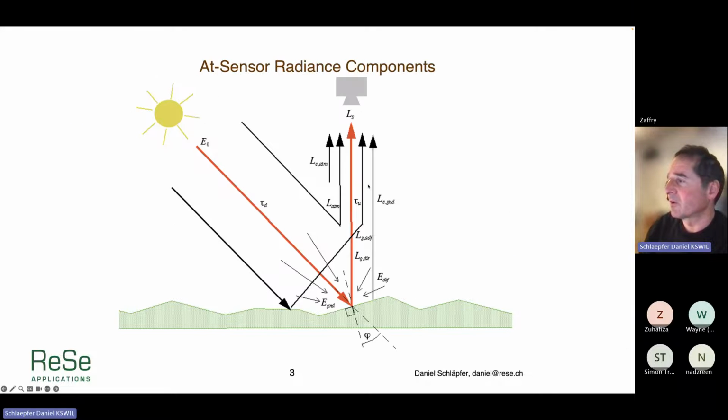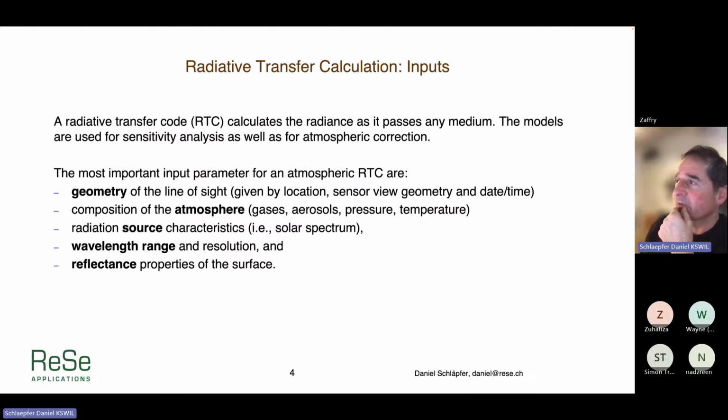Now, we already had this before. To model this situation, one has to input a few parameters into MODTRAN. So the radiative transfer code has to know about the geometry. So locations, sensor direction, and date and time, this has to be defined well. Then one needs to know about the atmosphere. So how many gases, how many aerosols, what pressure, what temperature. The first two are the more important ones; pressure and temperature don't have that much of an impact.